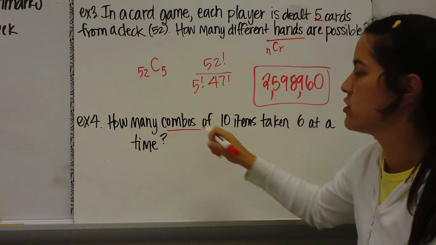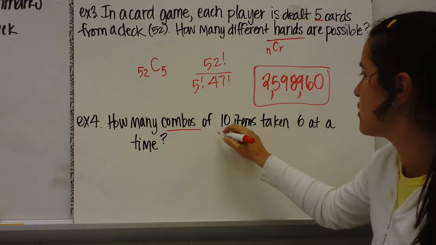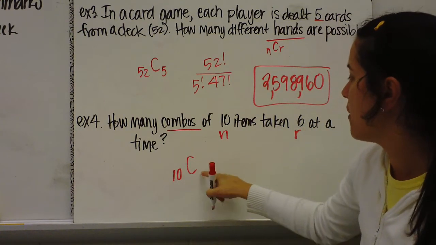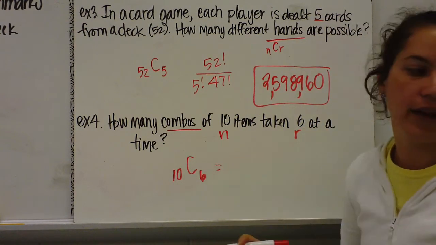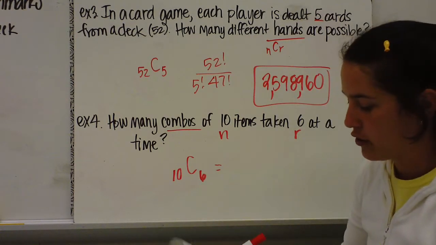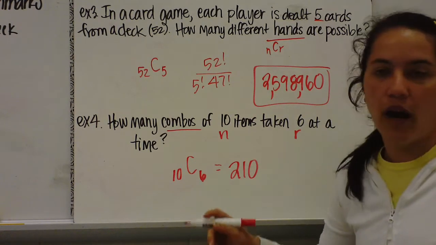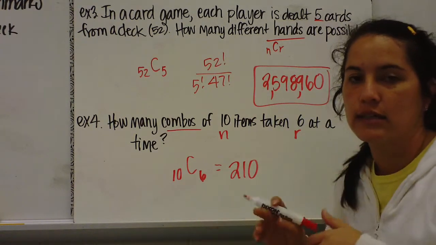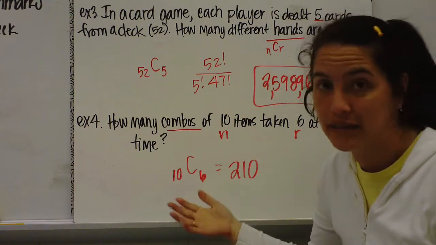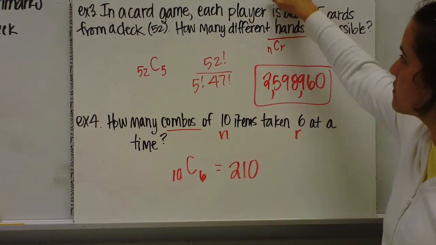How many combos, so it's telling us how many combinations of 10 items taken 6 at a time. So this is your N and this is your R. So we have 10 combinations taken 6 at a time. And just because of sake of time, I already have all the answers, and you would just type it in your calculator. So the answer is 210. That means if you have 10 items and you're choosing 6 at a time, if order doesn't matter, there's 210 different possibilities of having 6 items.